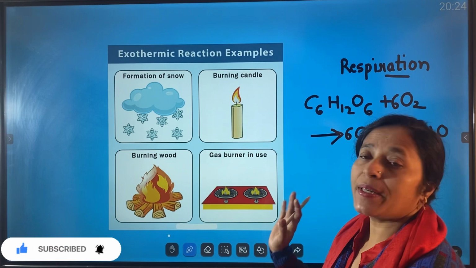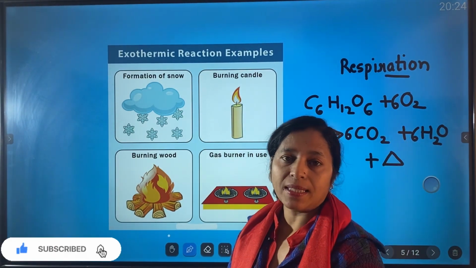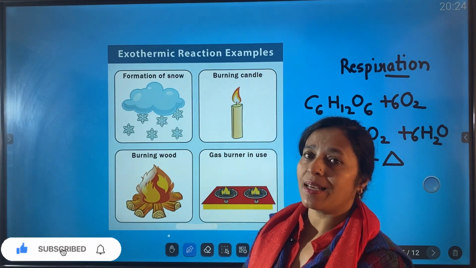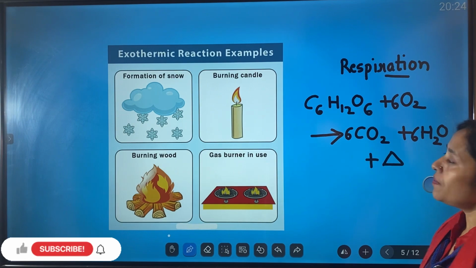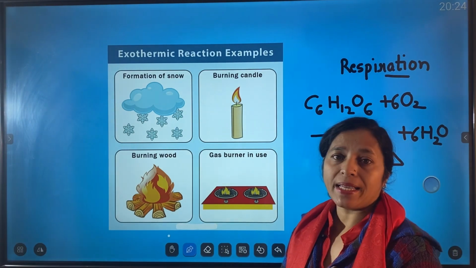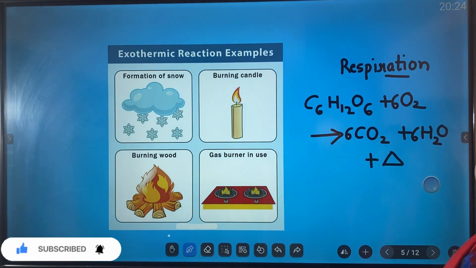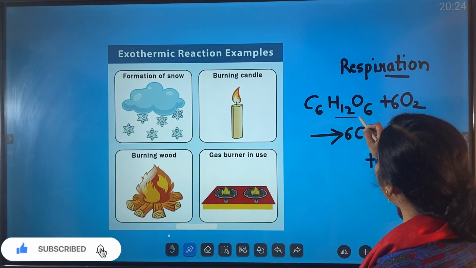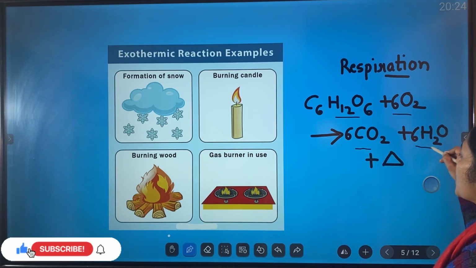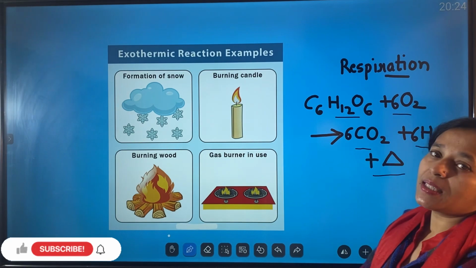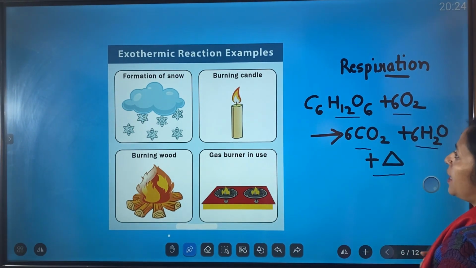Then a gas burner in use, you are able to cook food just because you are getting heat from the gas burner due to the presence of LPG gas in it. So these are all examples of exothermic reactions. Now an example from our lives is respiration. Respiration is an exothermic reaction. When our food is oxidized, it releases carbon dioxide and water with the release of a large amount of energy in the form of heat. So this is an exothermic reaction.